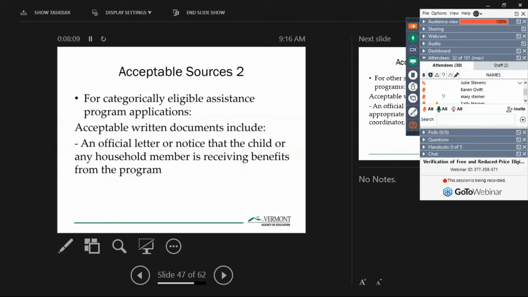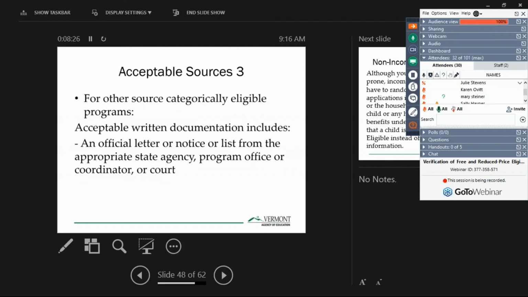So for categorically eligible assistance programs, the acceptable documents can include an official letter or notice that the child or any household member is receiving benefits from the program. So like a SNAP letter from DCF. And then for other source categorically eligible programs, acceptable written documentation includes an official letter or notice or list from the appropriate state agency, program office, or coordinator or court.